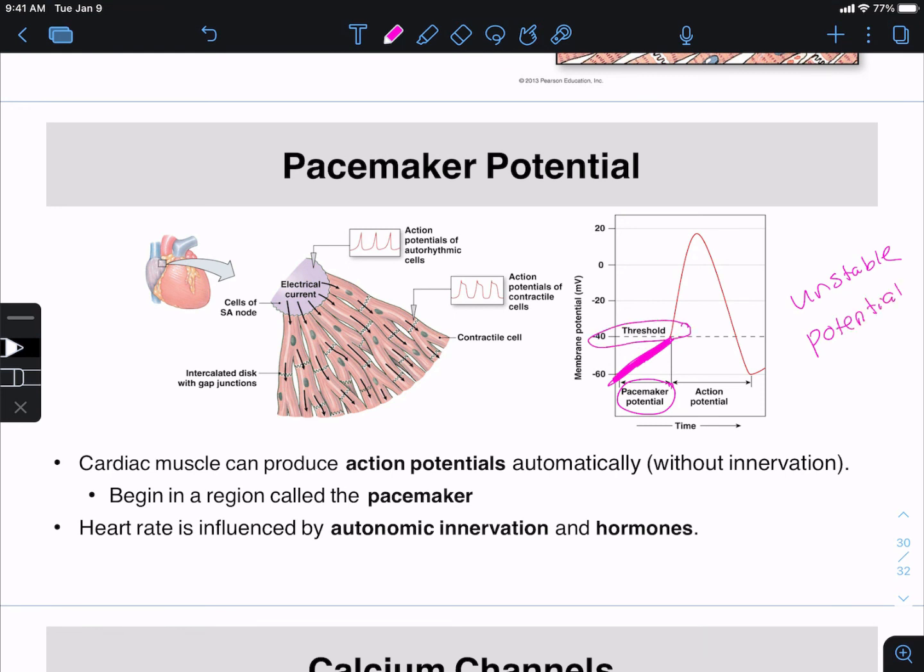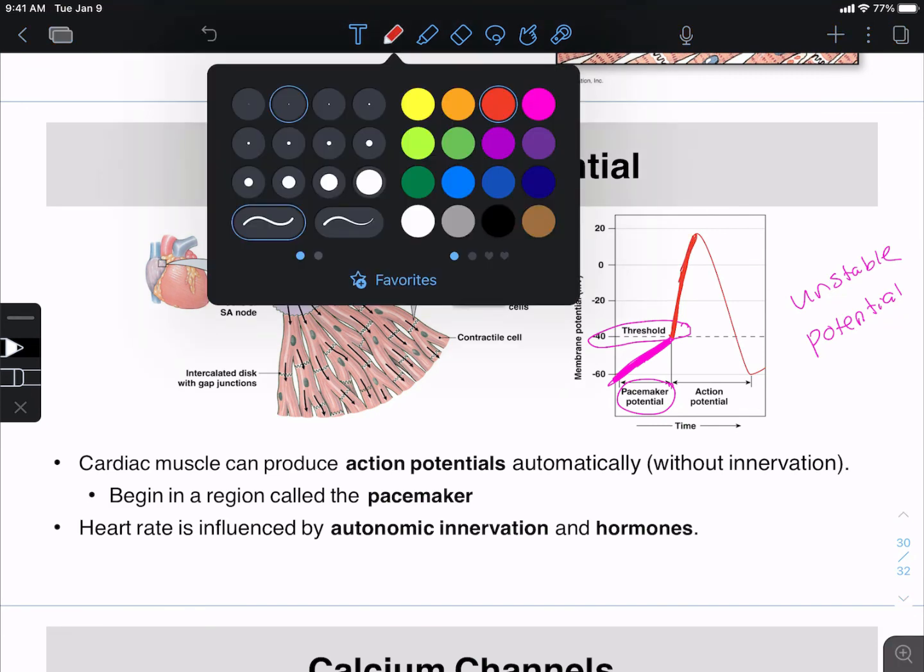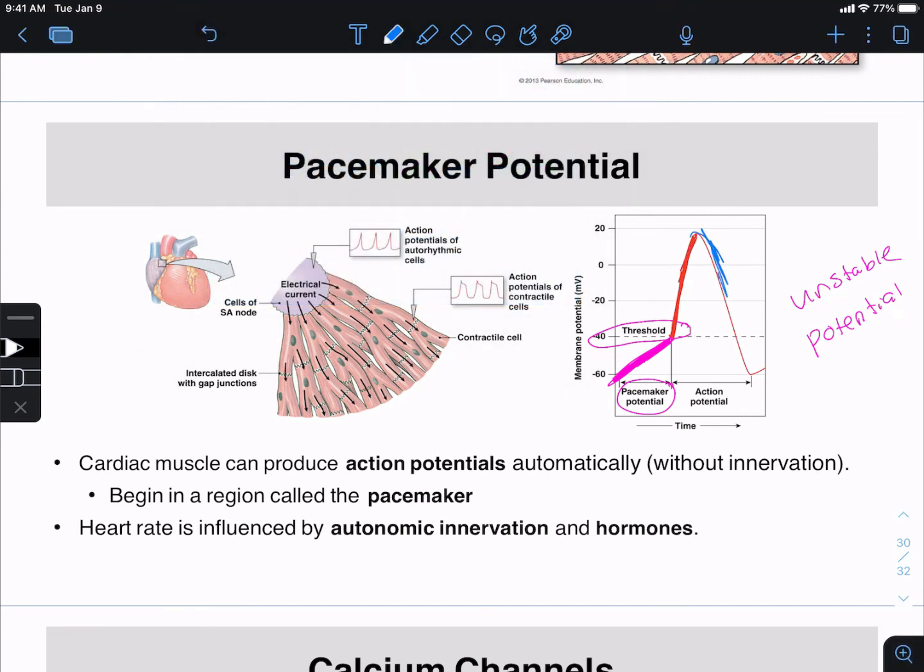Threshold voltage is about -40 for those calcium channels. So those calcium channels are going to open up and cause the rising phase. And then my potassium channels are going to open and cause my falling phase. And then we're going to repeat this process. And then notice here, my electrical current will spread from my pacemaker cells through each of these contractile fibers, creating a wave of contraction and a generation of force.